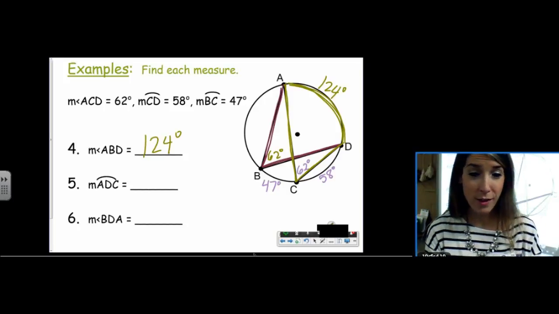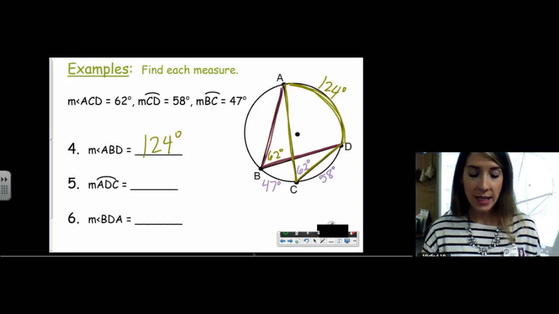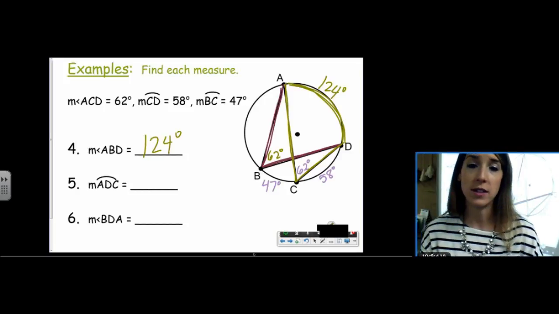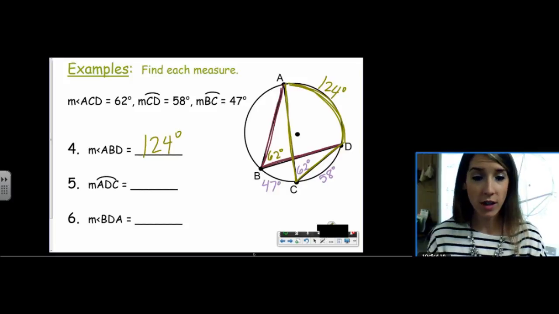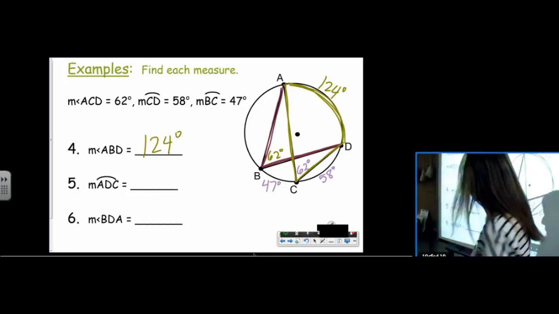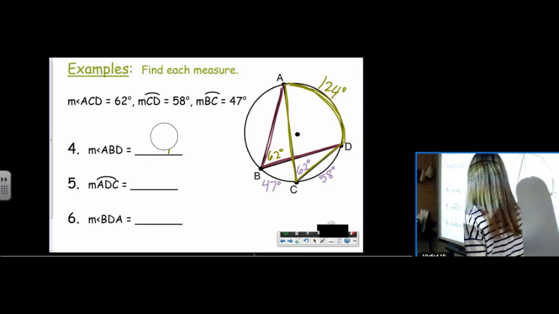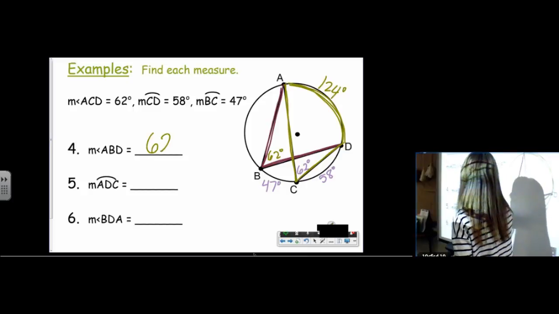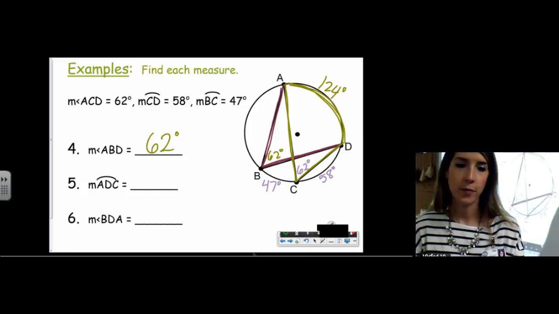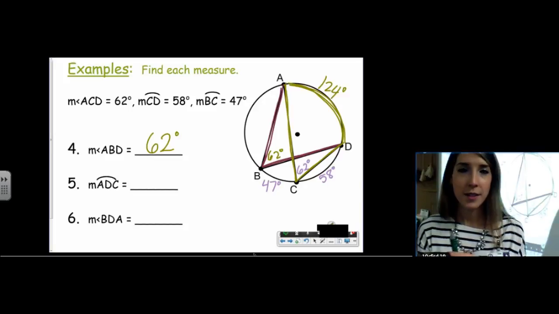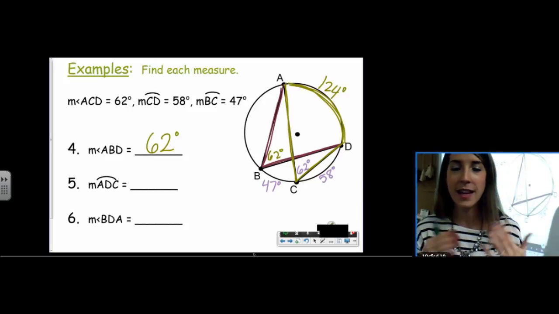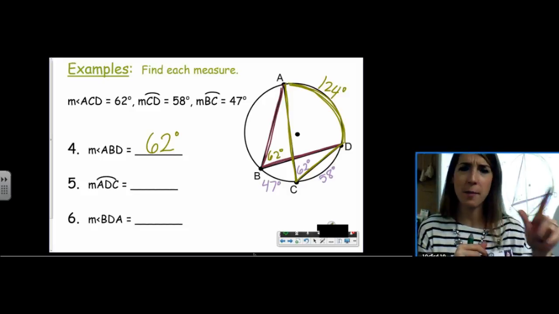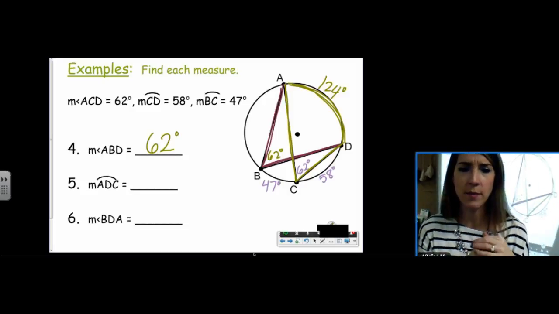We could write our own theorem right now, couldn't we? We could say if two angles intercept the same arc, then they are, oh, I'm sorry, it's 62, you're right. If two angles intercept the same arc, then they are congruent. So congruent angles are going to intercept the same arc. As long as they're both inscribed angles, you can't compare an inscribed to a central and vice versa.